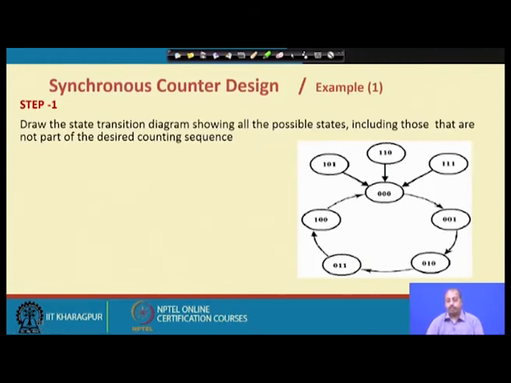The first step for designing such a counter is to draw the state transition diagram for the counter. Initially the counter value is 0 0 0, then it goes to 0 0 1 on the next clock pulse, then 0 1 0, 0 1 1, 1 0 0, and back to 0 0 0. The sequence does not say anything about what to do for the other states. So, we can assume that if by chance the counter reaches any of the states 1 0 1, 1 1 0 or 1 1 1, then at the next clock pulse it will come back to the all 0 state. This is the state transition diagram showing all the possible states, including those that are not part of the desired counting sequence.